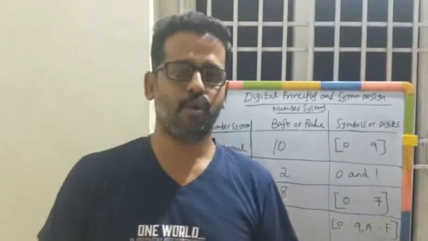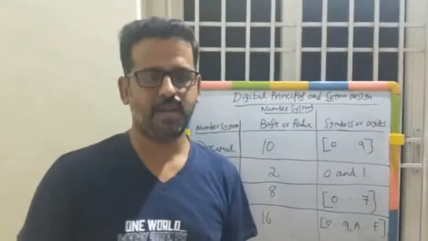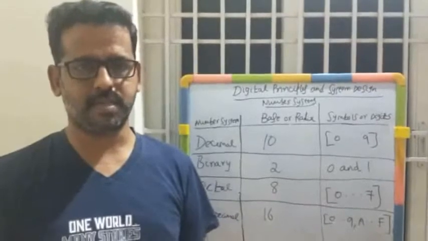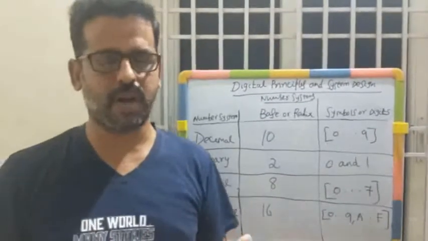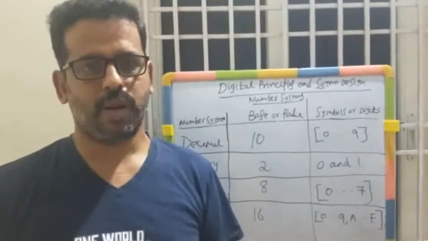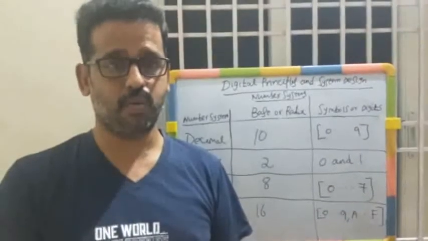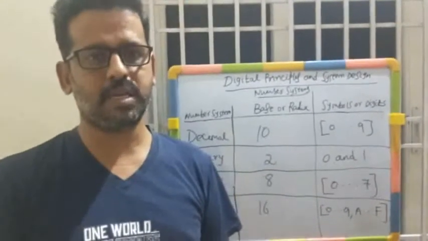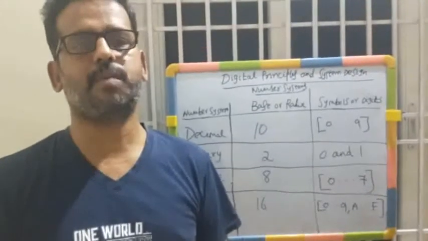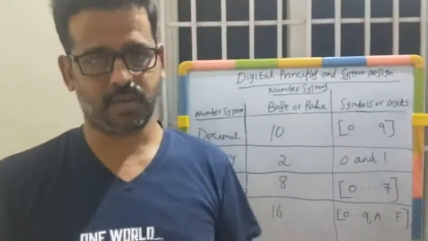Hi, I welcome you all back to our course Digital Principles and System Design. Today we have started discussing analog systems, digital systems, and the difference between them, and then why we need to study this Digital Principles and System Design course. This course mainly deals only with digital systems, right? And we have discussed the difference between combinational circuits and sequential circuits.